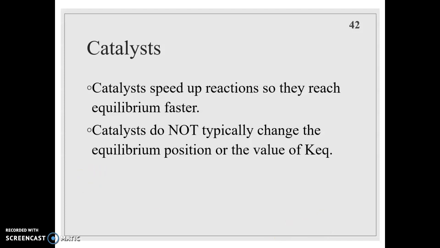All right, I have one last point here to make, is that catalysts do not change the equilibrium position or the value of KEQ. All they do is they speed up reactions so they reach equilibrium faster. And remember, they do that by lowering the activation energy of the reaction, but they don't change anything about the equilibrium.